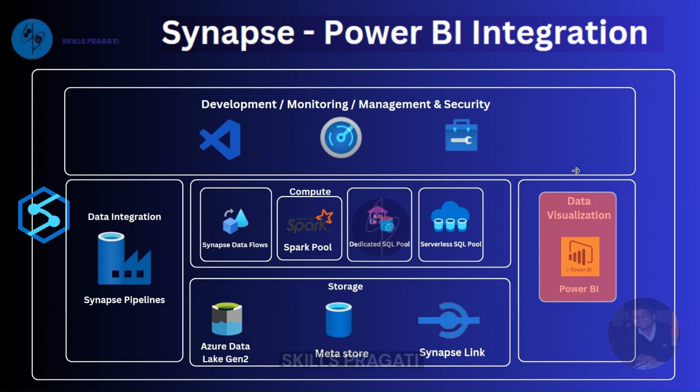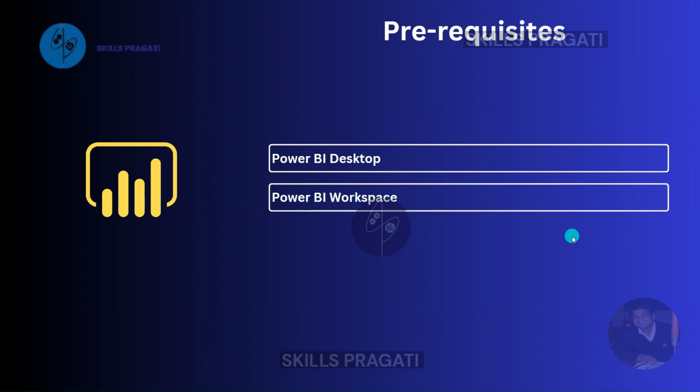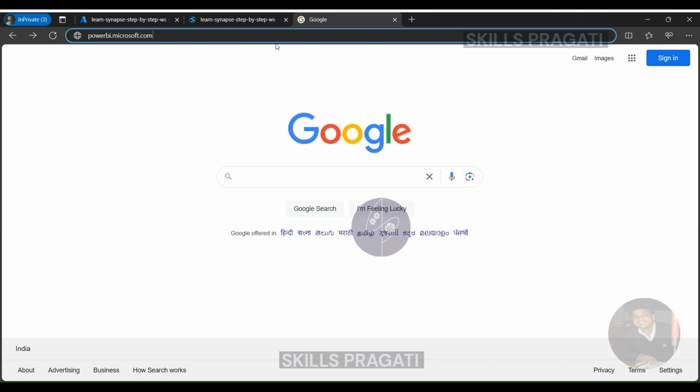Firstly, we need the Power BI desktop application installed on your computer. It's a free download, and Power BI is only available for Windows. So if you're using Linux or Mac OS, you should have a Windows VM and install Power BI desktop on that. We also need a Power BI workspace where we can publish our reports and datasets. We don't need this immediately, so we'll create this once we've created the reports using the desktop. But let me show you where to download the Power BI desktop application from so that you can download it and start the next session with me on integrating Power BI with Synapse.